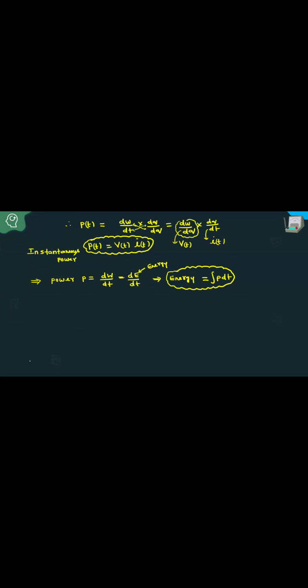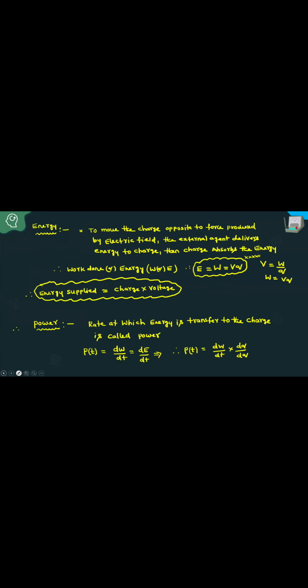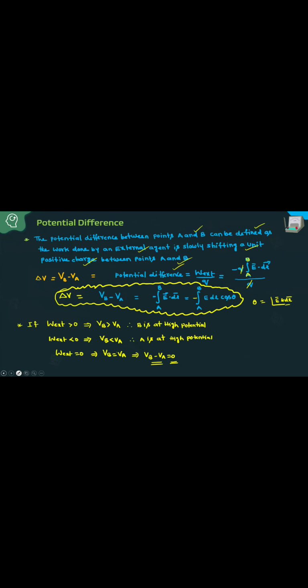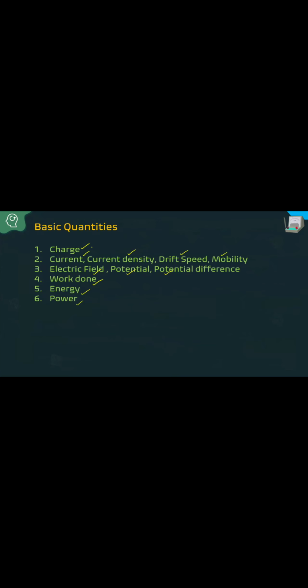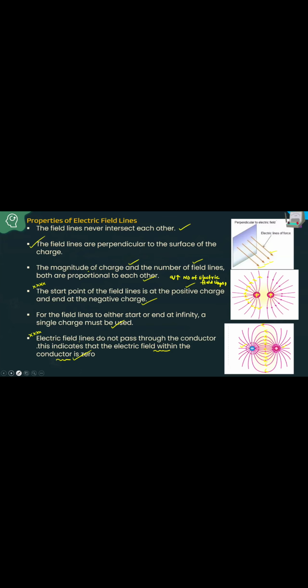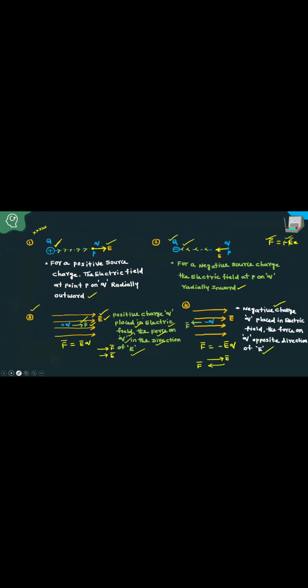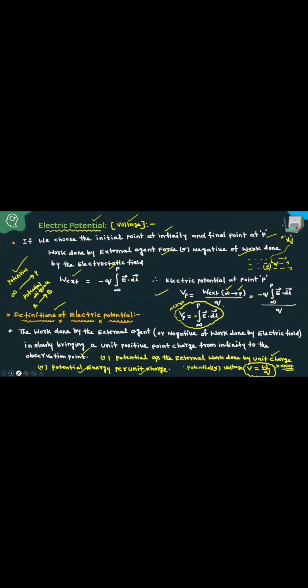That is about the different basic quantities that I had to discuss. What are the different quantities, friends? Concentrate. I completed charge, current, current density, drift speed, mobility, electric field, potential, potential difference, work done. These both are the same. Energy, power. This is one concept, in chapter 1, that is fundamentals of electric circuits. This is the first topic, basic quantities. The basic quantities are completed. If you have any doubt, please ask me, then I will explain.